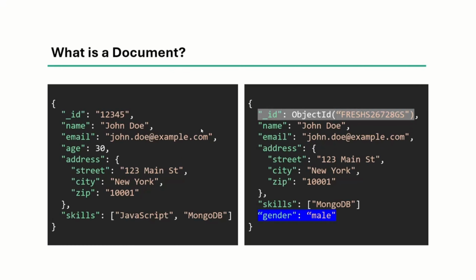And the underscore ID value should be unique for each document in the collection. No two documents can have the same underscore ID value in the same collection. That is very important to understand. No two documents in the same collection can have the same underscore ID value. Okay.